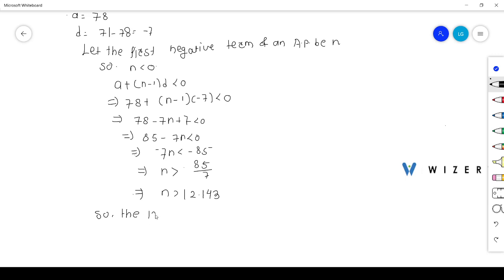So the 13th term will be negative, as it is greater than 12.143. So our correct option is option D.